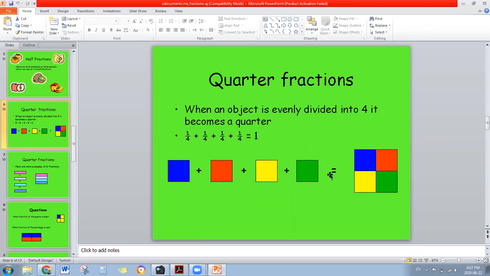And if we divide the square into four equal parts, each part is 1 out of 4, so it is a quarter. And if we put them together, you have a whole one. So this is a quarter because the blue is 1 over 4. This red is 1 over 4, one part out of all parts, and the yellow and the green are each a quarter. If we put them together, you have a whole one.